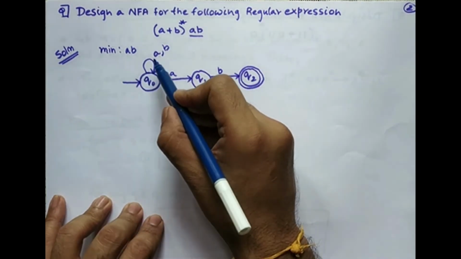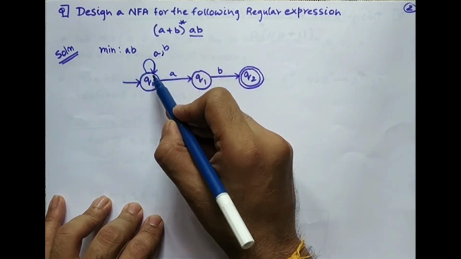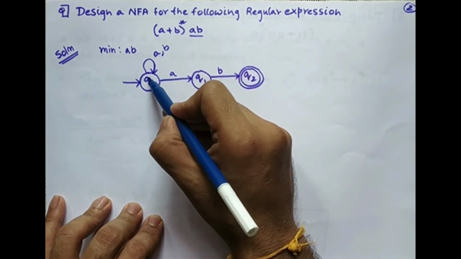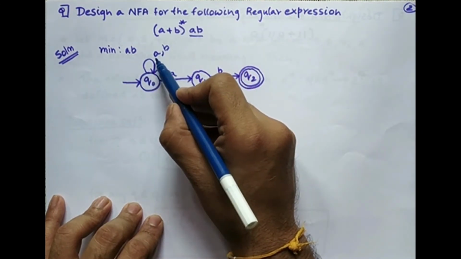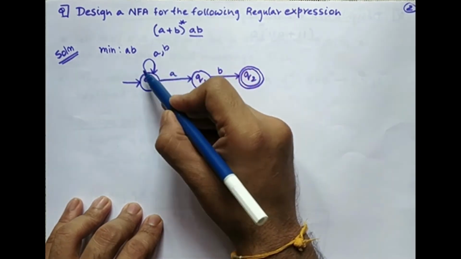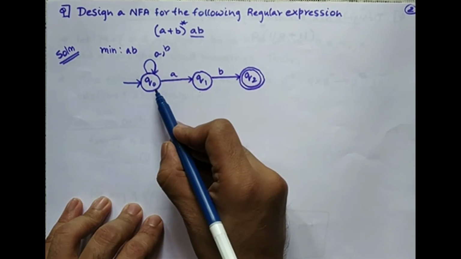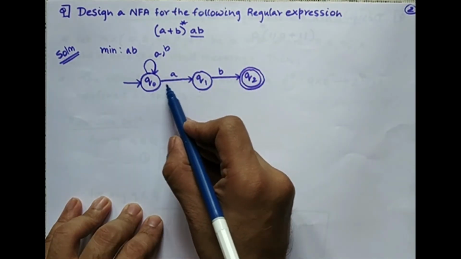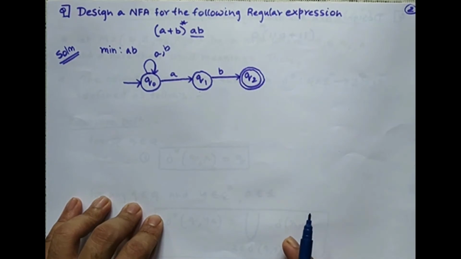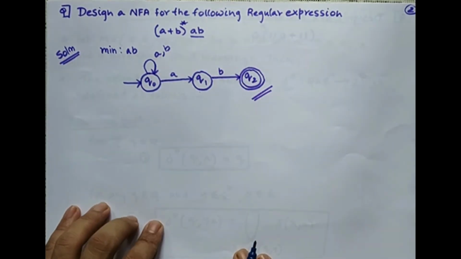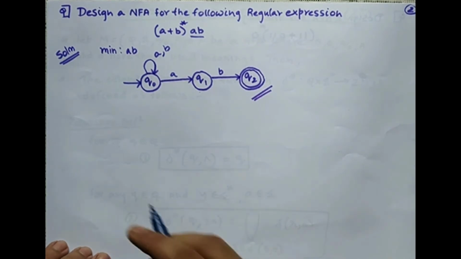So since this self loop has either A or B, it simply means that from Q0, on reading A or B, or any combination of A and B, it always remains in Q0, and finally the last AB is received like this. Okay, so this is the required NFA.